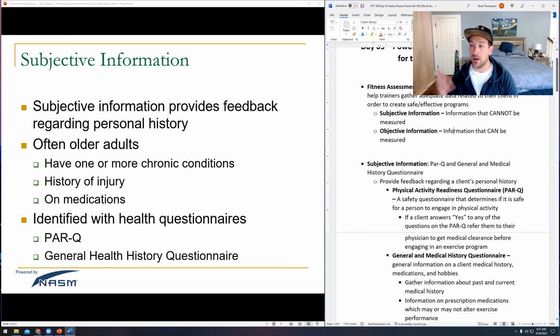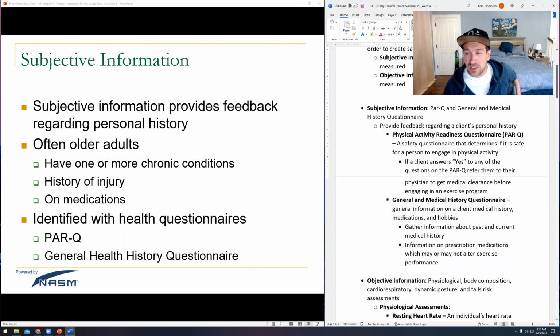So that's what's nice about subjective information. The objective stuff is the numbers. It might be the scale weight, or your client's circumference measurements, or it could be their posture, right? And then the subjective information is the why behind all those numbers. So subjective can't necessarily be measured, but that doesn't make it invaluable. And objective is the very measurable information that we can use and track as things change over time.